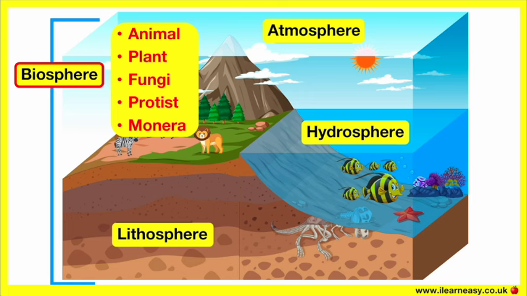The biosphere is further broken into biomes and ecosystems. These are specific working systems of plants and animals in different areas that work together to keep a good balance of life on Earth.